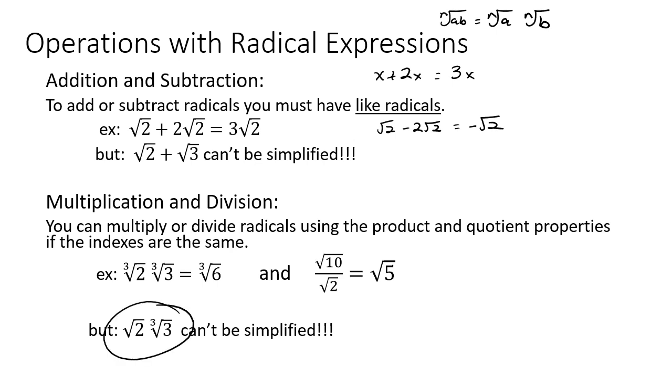If you had different indices, so something like square root of 2 times cube root of 3, because it's a square root and a cube root, you cannot multiply the stuff inside together. You can't simplify that, at least not yet. We'll talk about a way to combine these together at the end of the section, but it's not just straightforward multiplication.